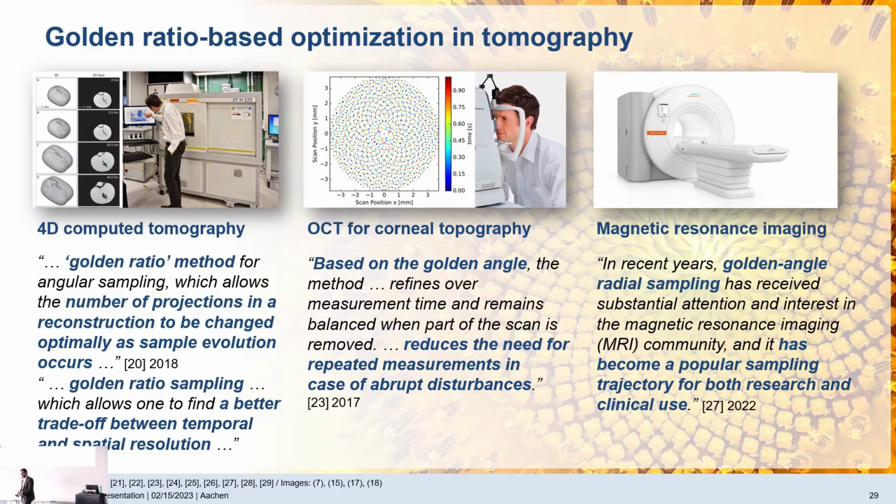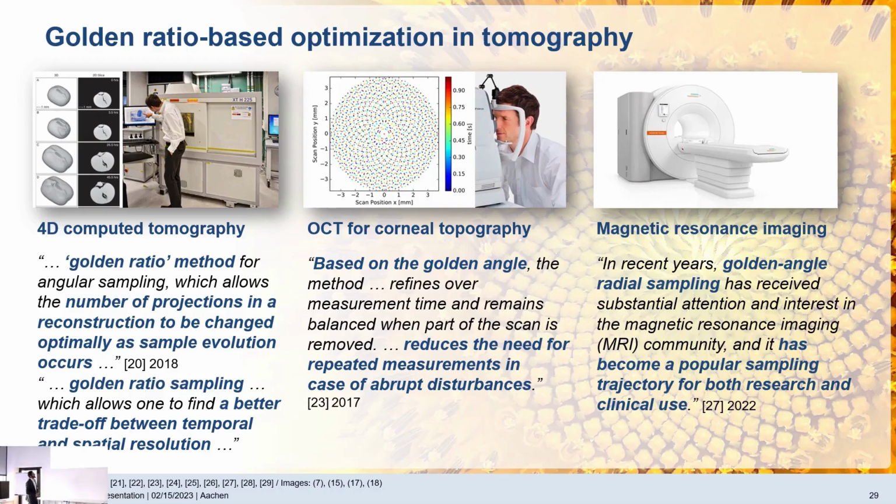And this abrupt disturbance could occur due to a sudden blink of the eye, which is quite probable, and which could happen quite fast for this type of measurement. So it does make sense to increase this amount of information before that happens.